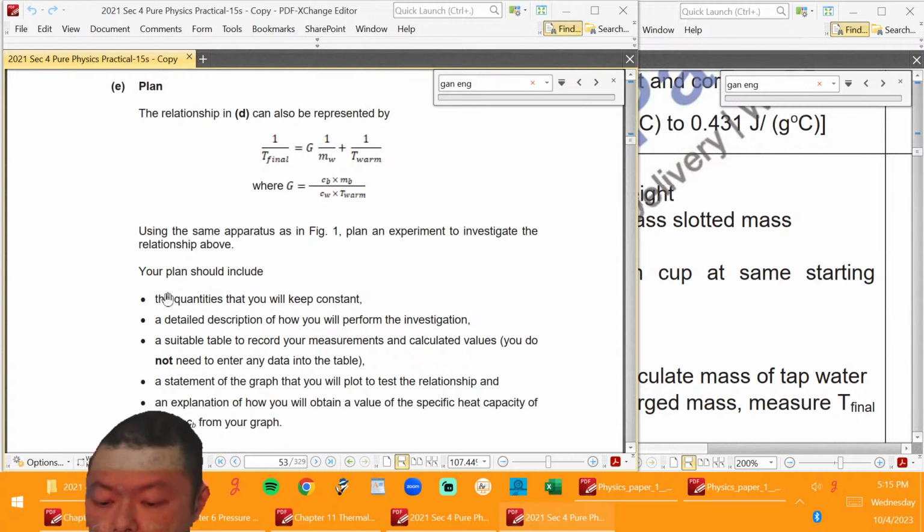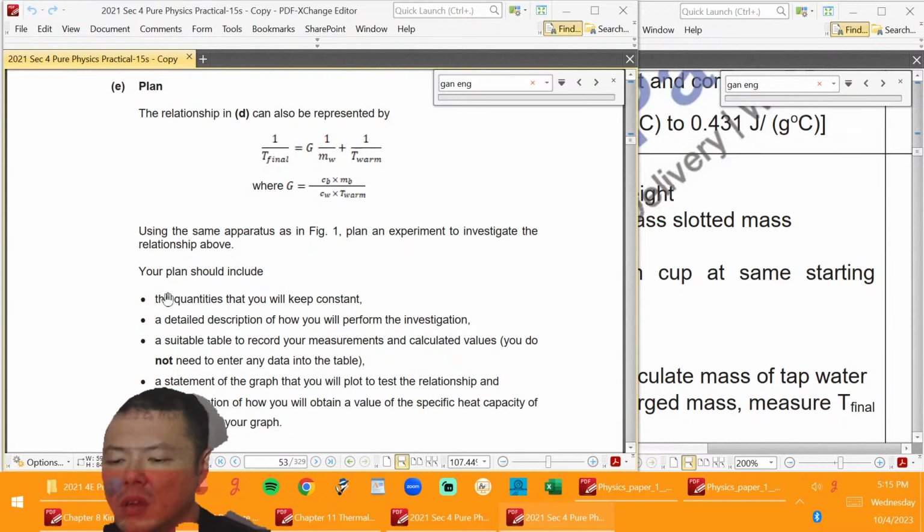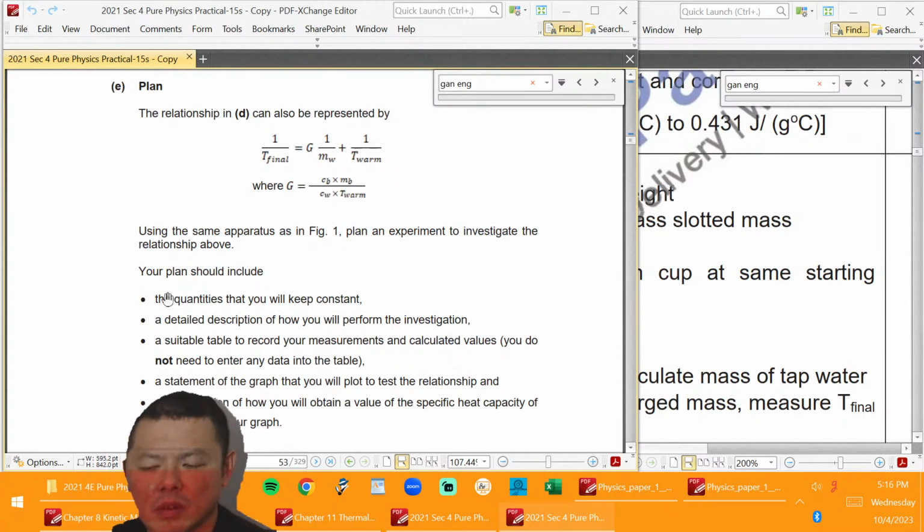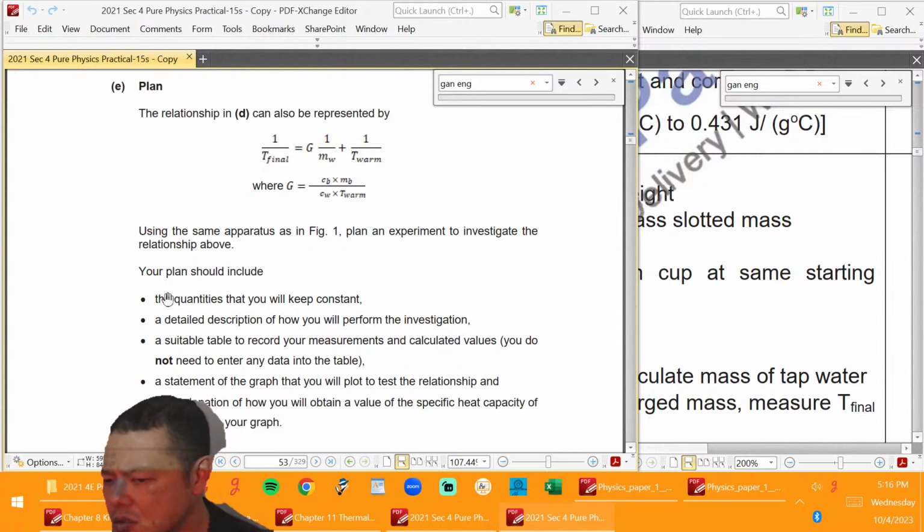So your job is to find G, right? You have to do whatever you can to find G. MW is the mass of water. T warm is the temperature of the warm water. T final is the final temperature. But isn't it pretty much the same as before? Yeah, it is pretty much the same as before. So I'm a bit concerned right now, because what are you changing then?